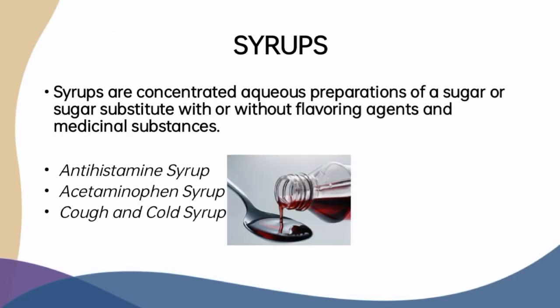Next is syrups. Syrups are concentrated aqueous preparations of sugar or sugar substitute with or without flavoring agents and medicinal substances. So yung syrup divided siya into two types, the non-medicated syrups and medicated syrups. Yung non-medicated syrups are also called flavoring syrups. Yung purpose nito is to serve as pleasant-tasting vehicles for medicinal substances. Example nito is yung cherry syrup, orange syrup, and cacao syrup.